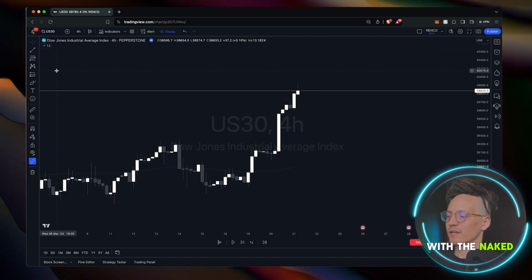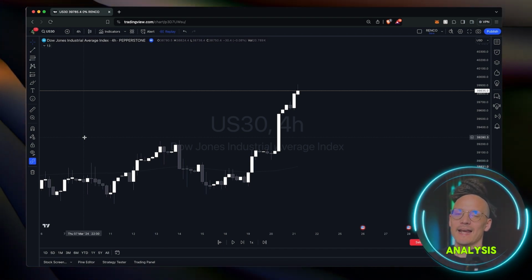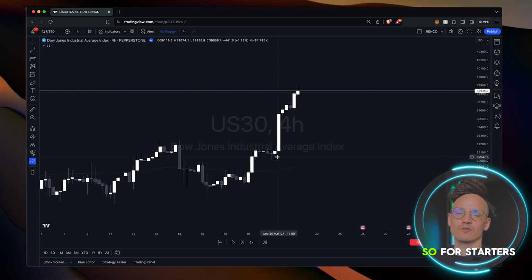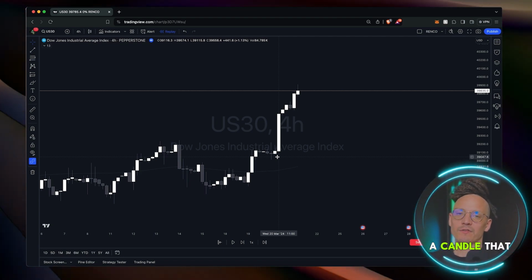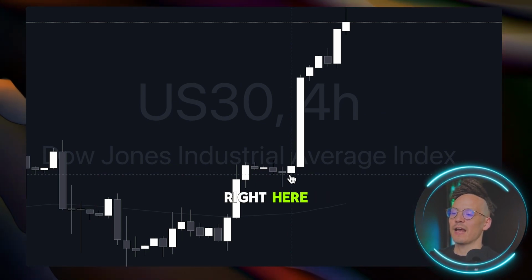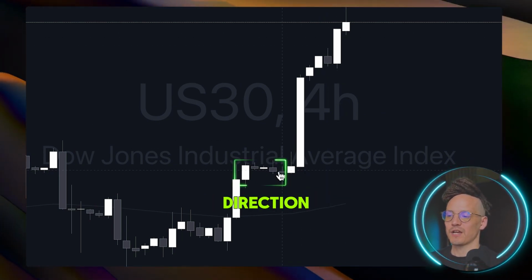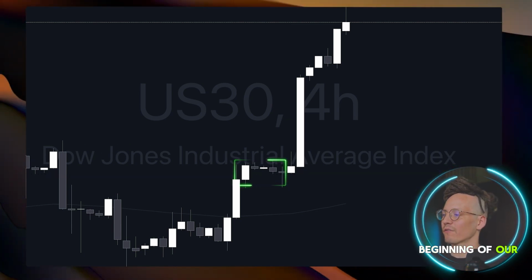So starting off with the naked chart, let's say you do not have PropFirm Algo and you're depending on your own analysis to find these entries. For starters, we're going to find the impulse leg, which is basically a candle that sets a new direction. You can tell that this candle right here had an impulse to a new direction after this consolidation. So that is where we're going to want to draw the beginning of our Fibonacci tool.